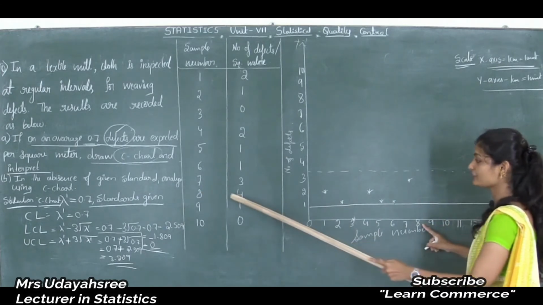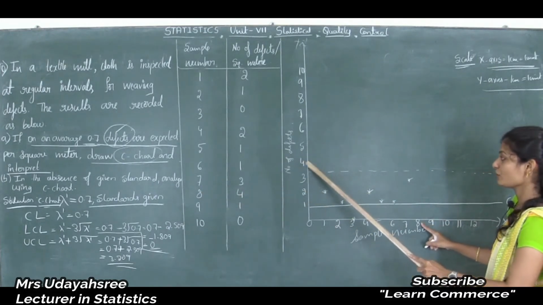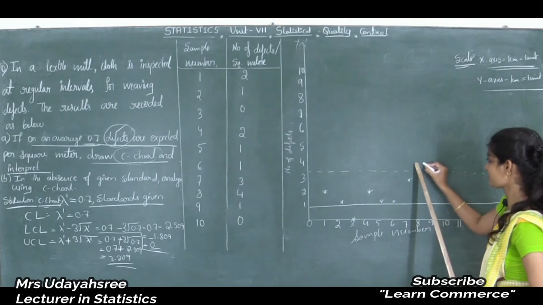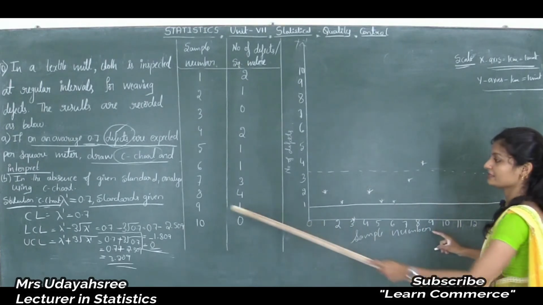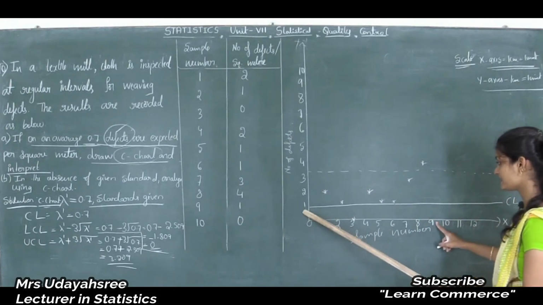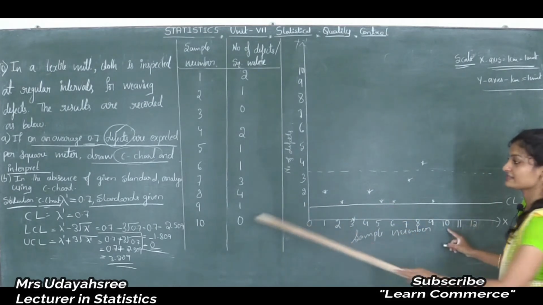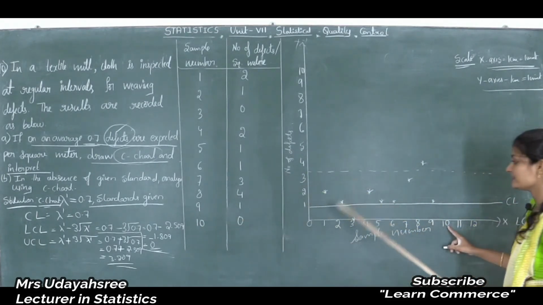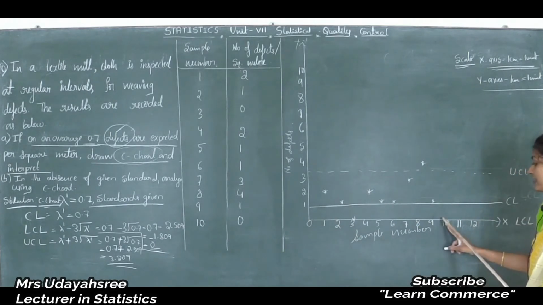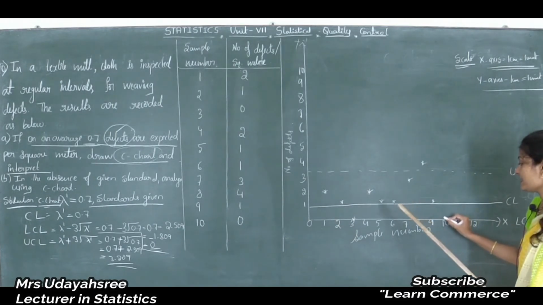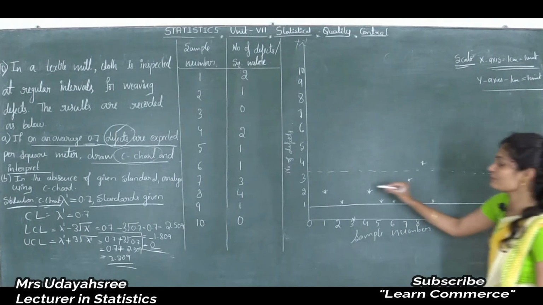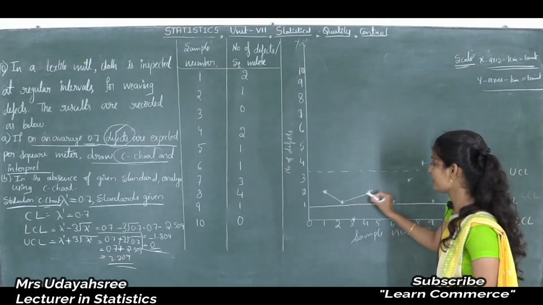Next, 8 and 4. 8 is here. 4 is here. Next 9 and 1, 9 is here, 1 is here. Next 10 and 0, 10 is here, 0 is there, that corresponding place is here. Here I will put 1 mark like this. Okay, now I will join these points with a straight line like this.